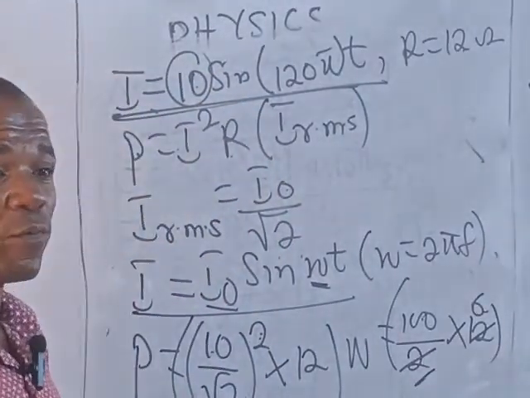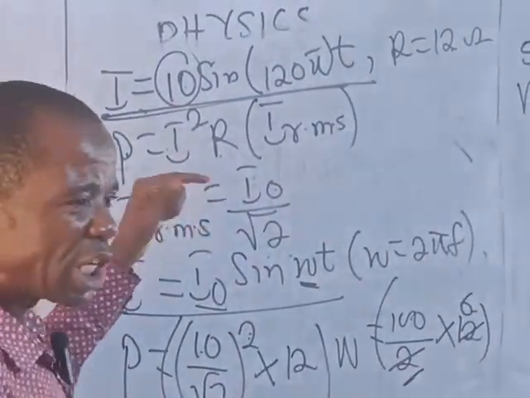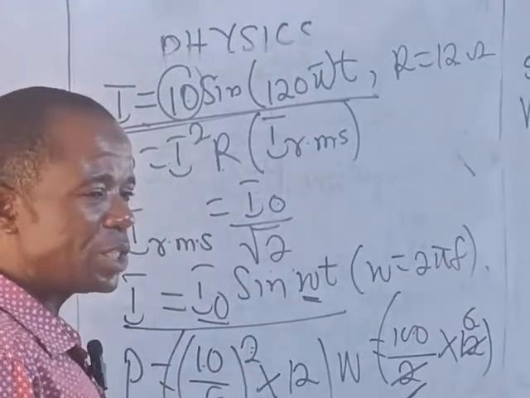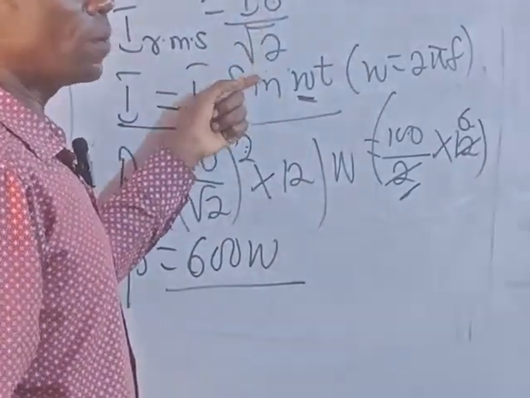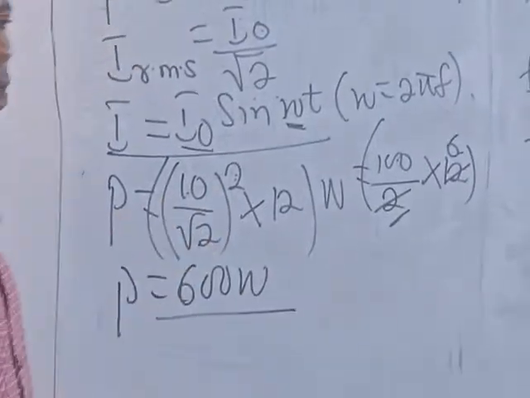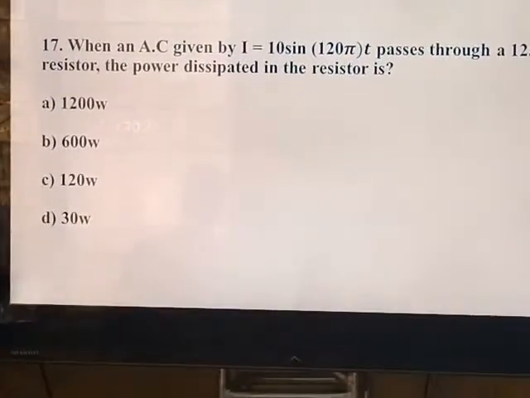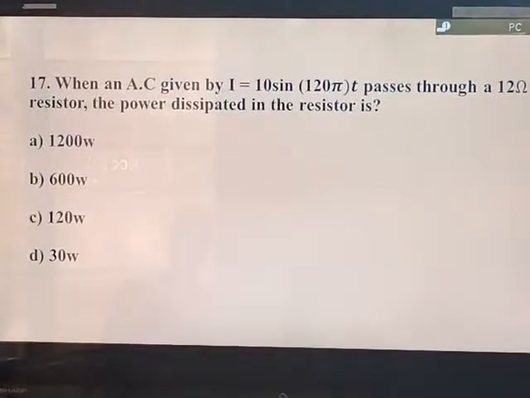So that's it. You have to be very, very careful, because the current here is not the peak current. It is the root mean square value current, which is the peak value divided by root 2. Be very careful of that. Let's put this one down. Then we go to the 18th question when you are done.